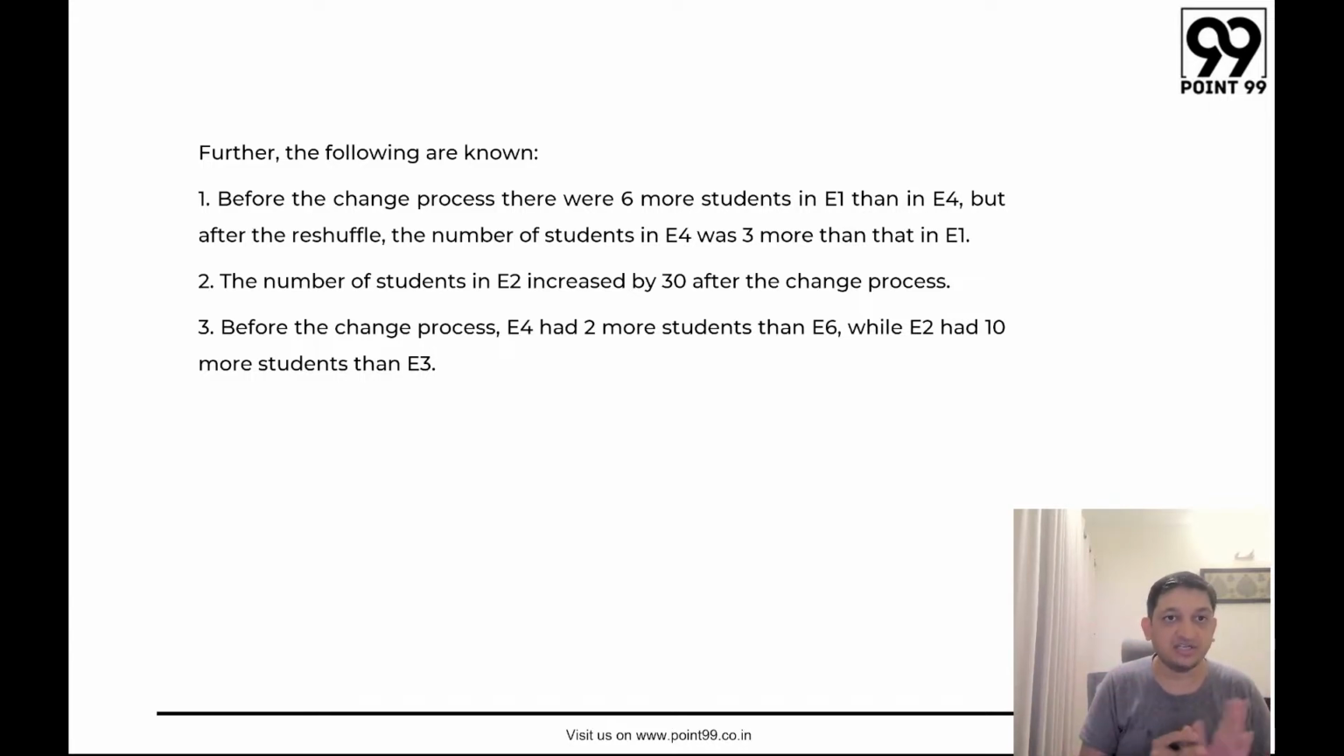In the first point. Second point में the number of students in E2 increased by 30. Again, total को compare किया गया है before and after. Third point. Before the change process, E4 had 2 more students. Again, total of E4. Similarly, then E6, while E2 had 10 more students than E3. Again, E2 का total has been compared with E3 का total before and after the process.